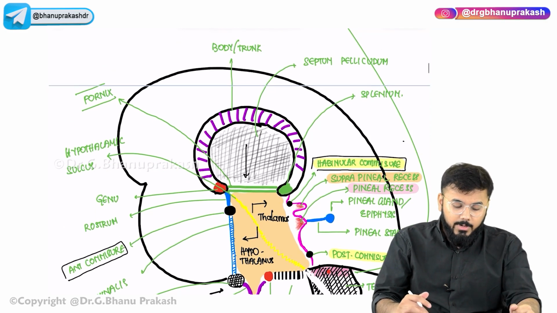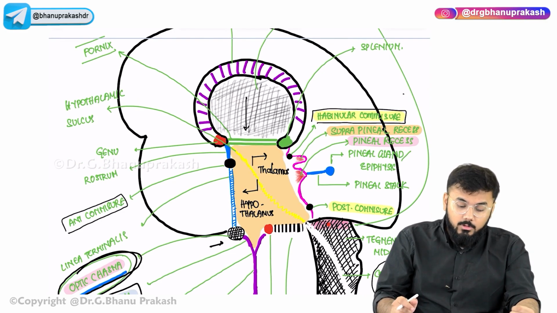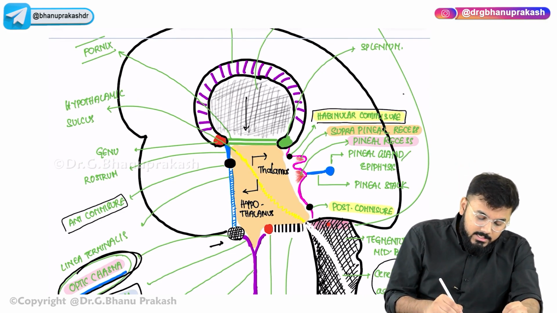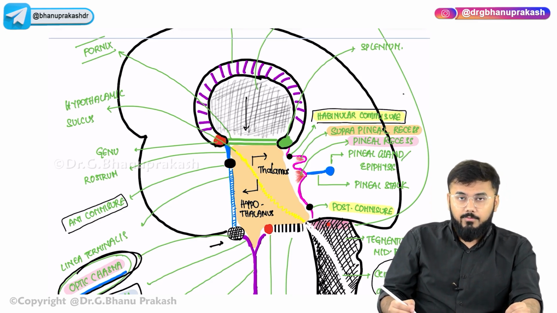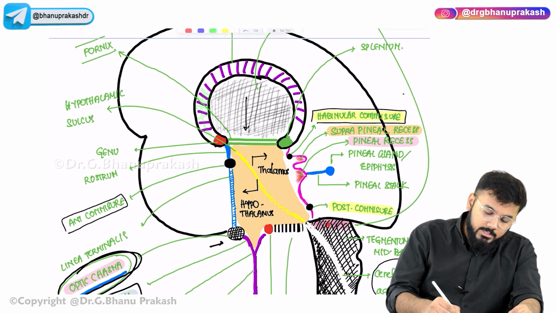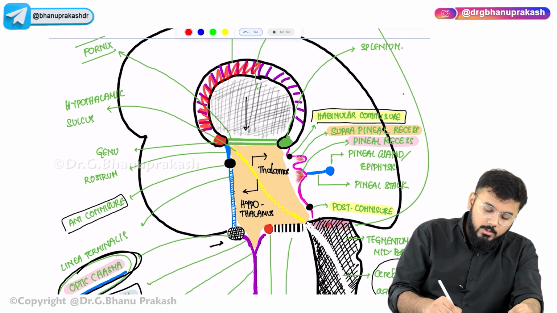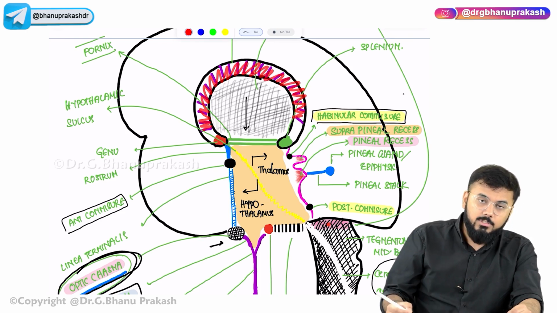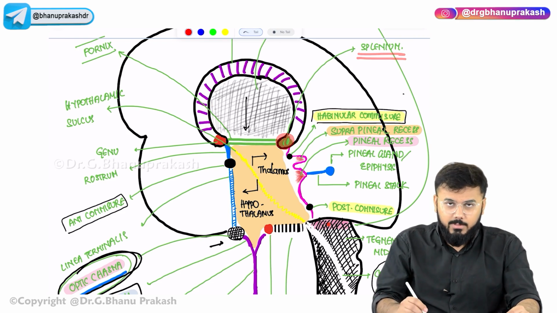Now this corpus callosum has three important parts. What are those three important parts? See, this red one is called the genu of the corpus callosum. Next, this entire part which you can see is called the body or the trunk of the corpus callosum, and the last part over here is called the splenium of the corpus callosum.